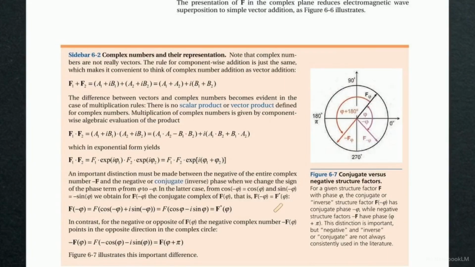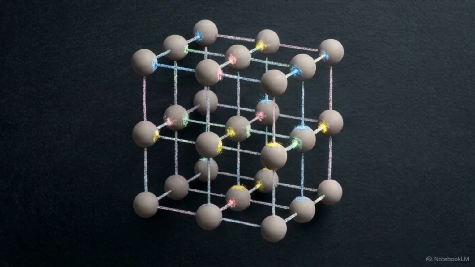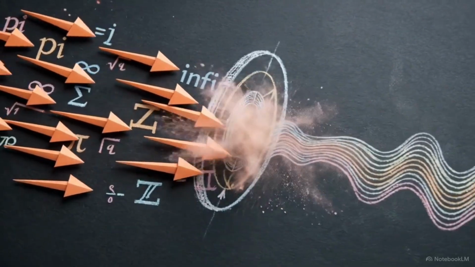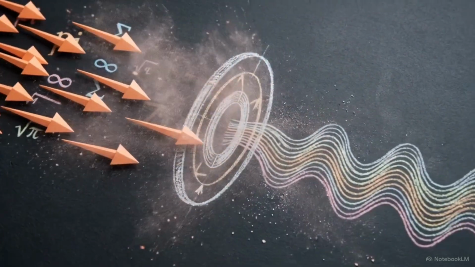A negative structure factor, minus f, represents a 180-degree shift, causing destructive interference. This differs from the conjugate structure factor, f of minus phi, which vertically mirrors the phase angle across the real axis. If we know the exact physical 3D coordinate for every electron in the lattice, we can feed the r vectors into our mathematical lens and perfectly calculate the amplitude and phase of the resulting diffracted wave.